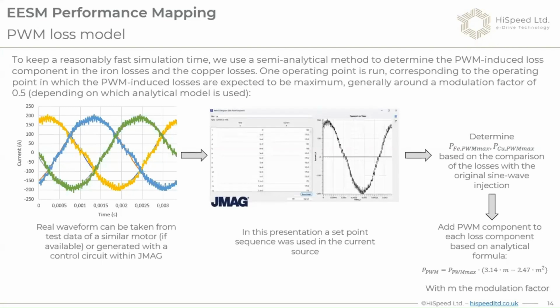But the modulation factor is a value usually linked to the ratio of the DC link voltage divided by the line-to-line voltage that you see.